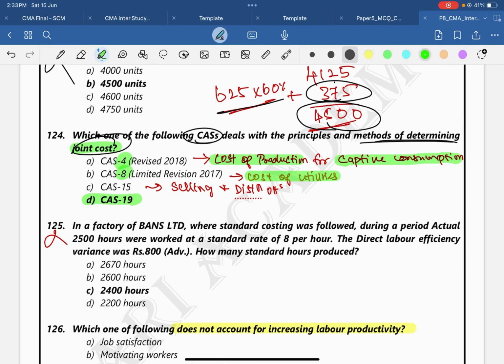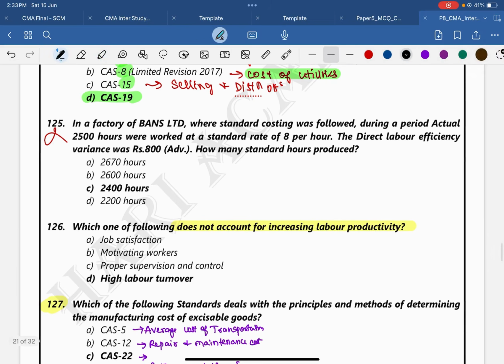Cost 8 is nothing but cost of utilities. You may ask a test question on cost 8, cost of utilities. Cost 15 is nothing but selling and distribution overheads. 125, again a repetitive part, you can practice it.